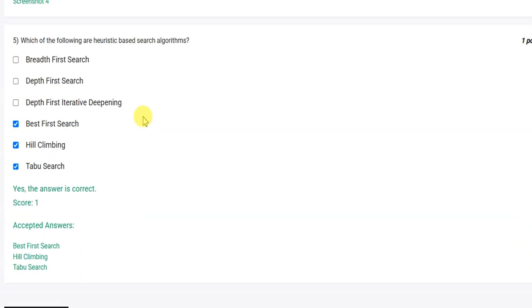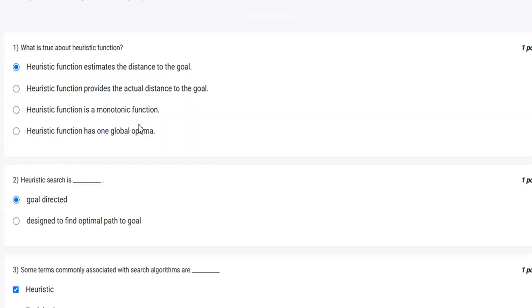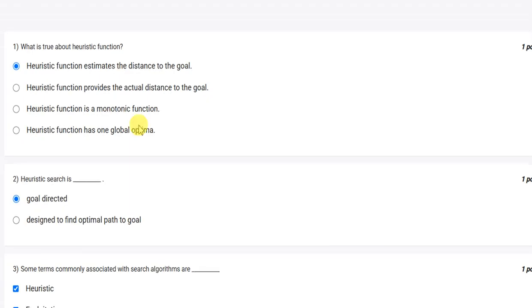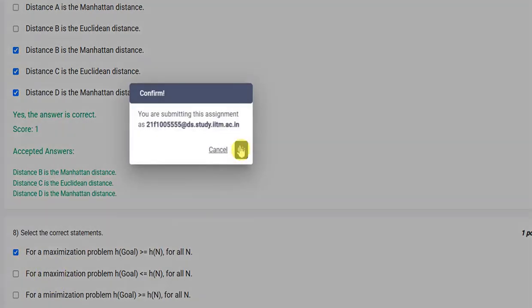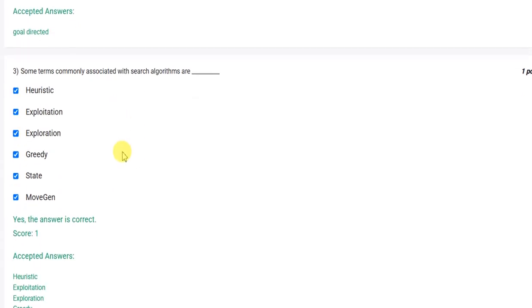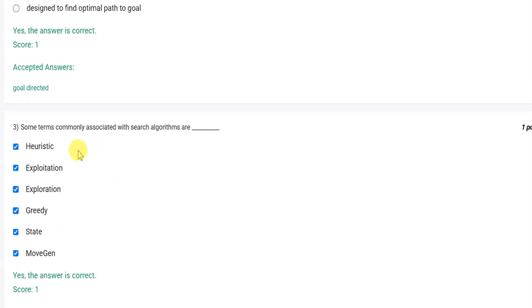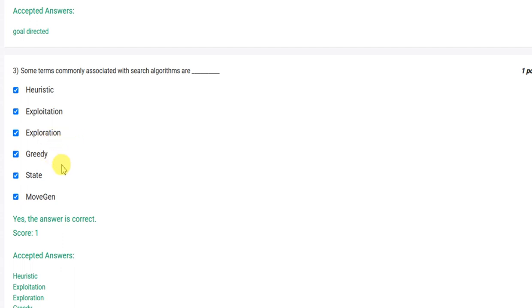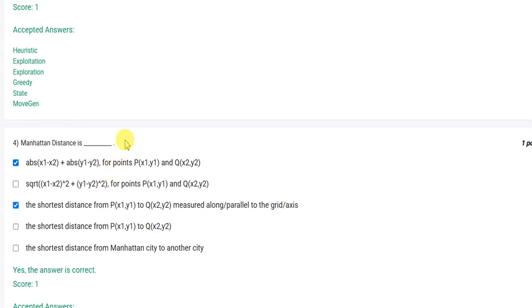And next, which of the following are heuristic based search algorithms? So best first search is a heuristic search, hill climbing and taboo search are also heuristic searches. Next question, a heuristic function will estimate the distance to the goal always. Then next, heuristic search is goal directed. Then some terms commonly used in search algorithms are heuristics, exploration, greedy, state, moveGen function. All of these are used.